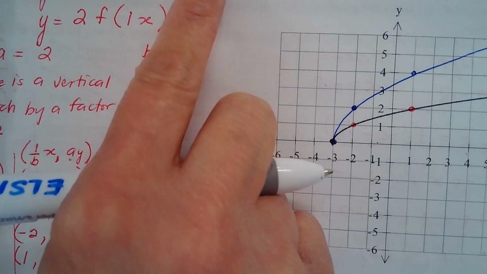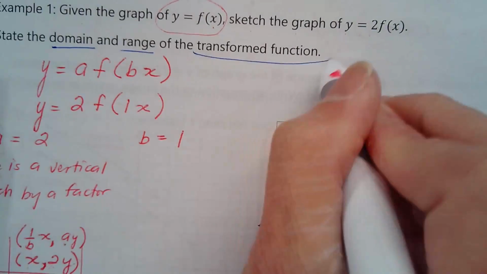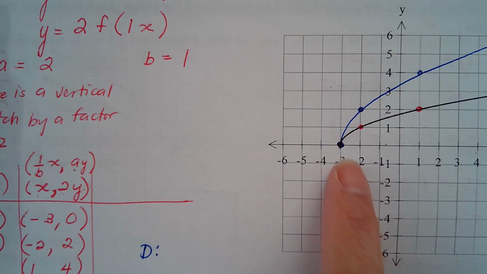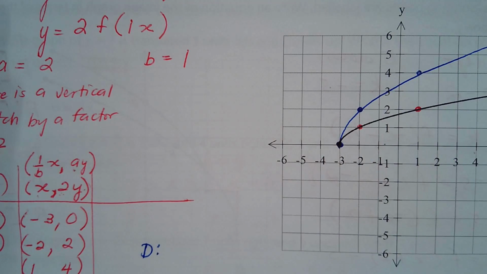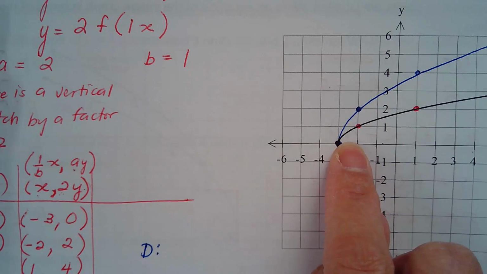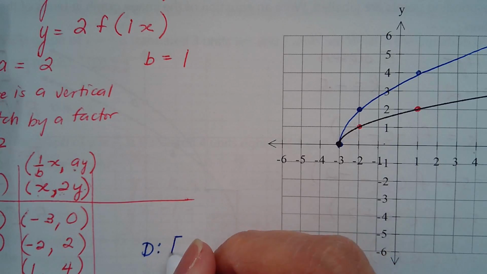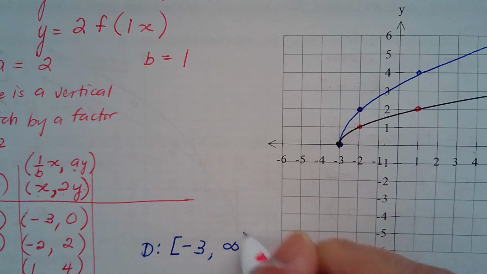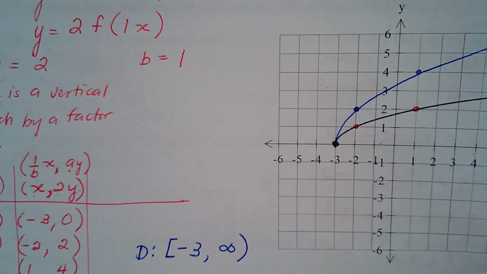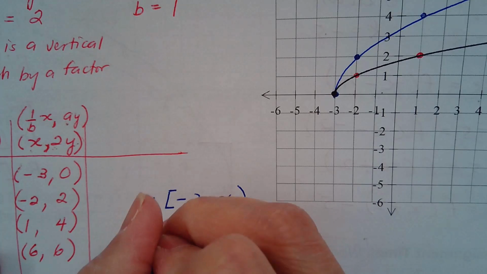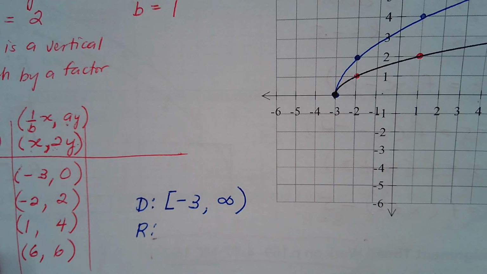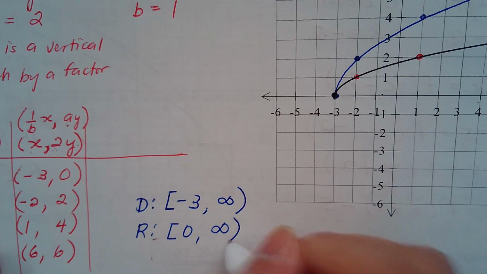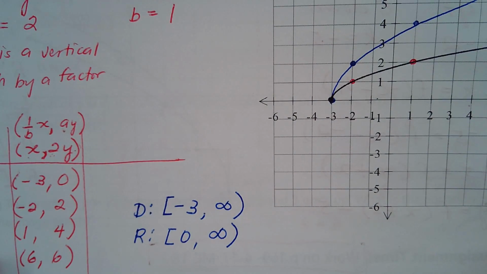State the domain and range of the transformed function. Sorry, what did you say again? -3 to positive infinity. Okay, it includes -3, so we have to put a square bracket, so -3 up to infinity, and round brackets there. What about the range? Including the 0 up to positive infinity. Okay, good.